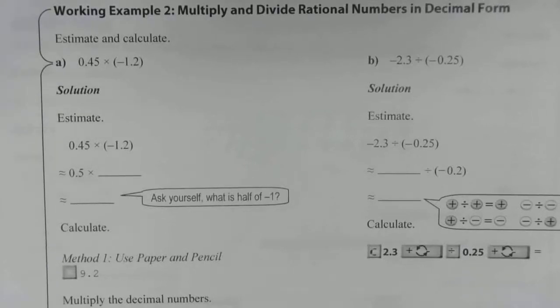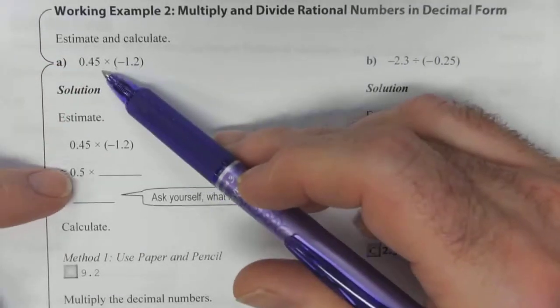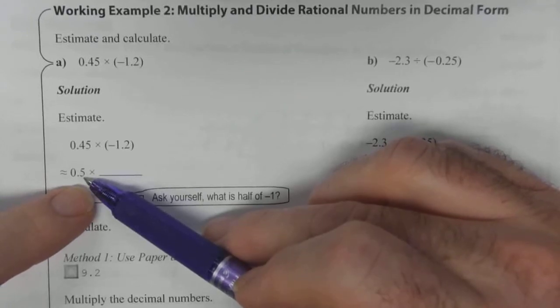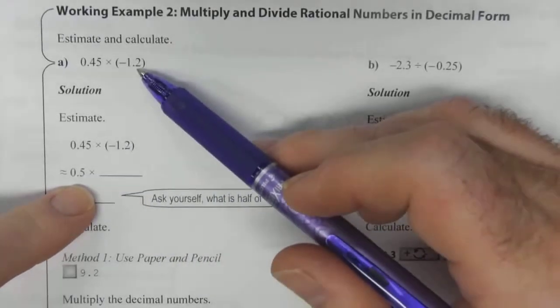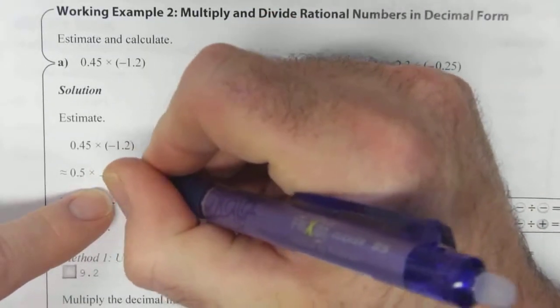Number 2, multiply and divide rational numbers in decimal form. Again, we're going to estimate first and then calculate. So we're going to estimate 0.45 times negative 1.2. So the 0.45 is approximately a half, so I'm going to go with that. And then the negative 1.2, we'll say that that's close to negative 1.